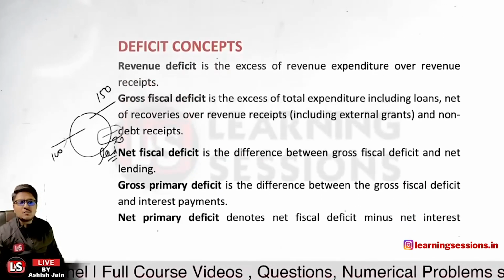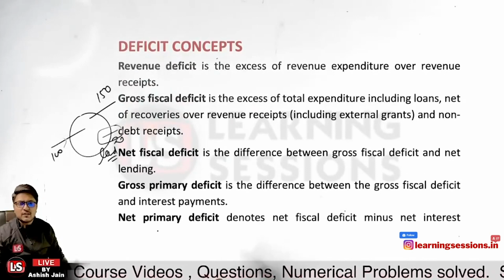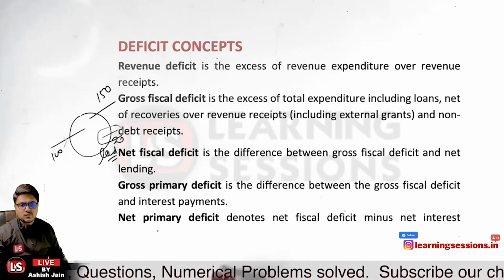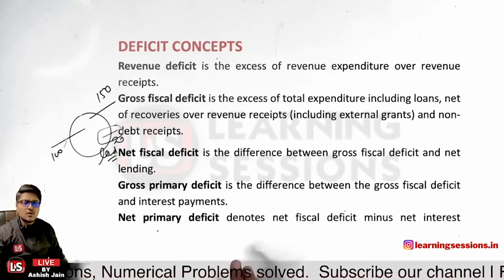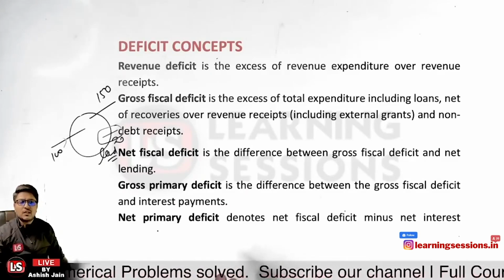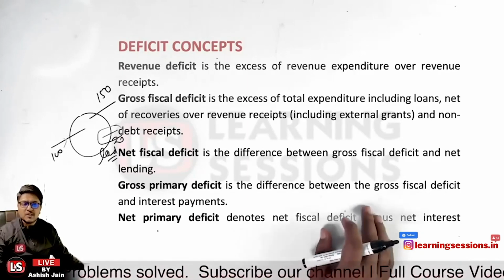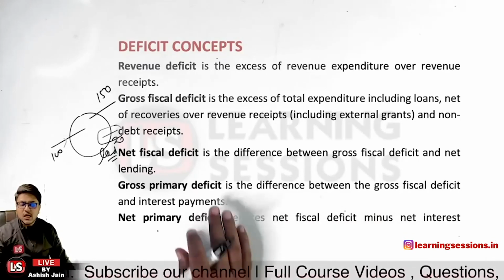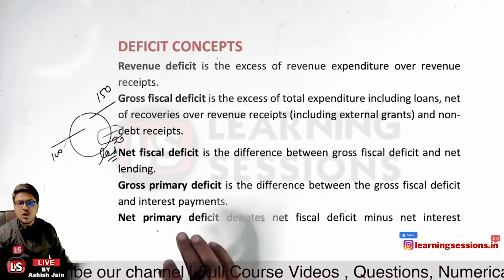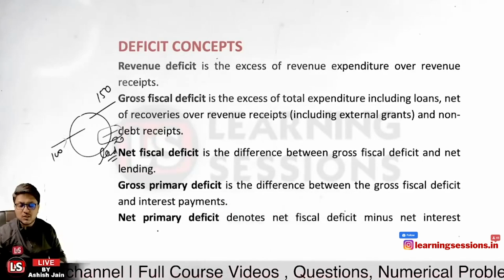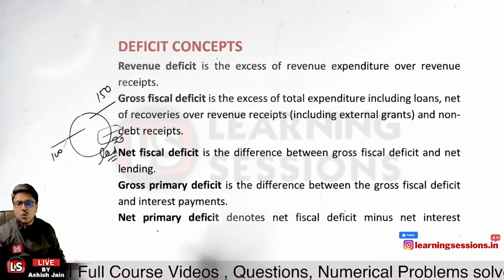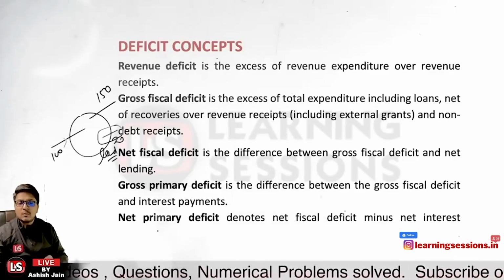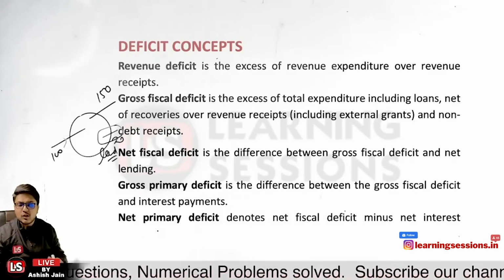And further, the gross primary deficit is related to the interest you must also have paid on your borrowings. When you subtract the interest payments from the gross fiscal deficit, that will give you the gross primary deficit. Because the interest you paid is not related to this particular financial year. It is related to those loans or borrowings which were from the previous period.